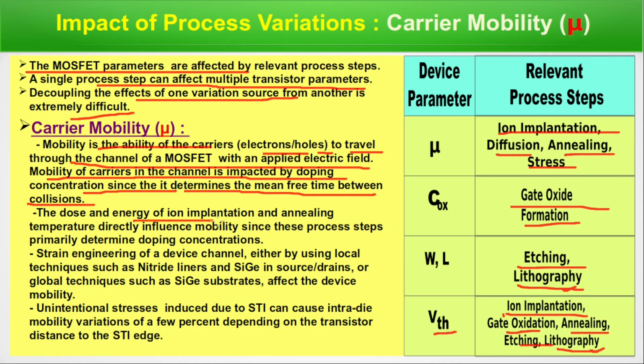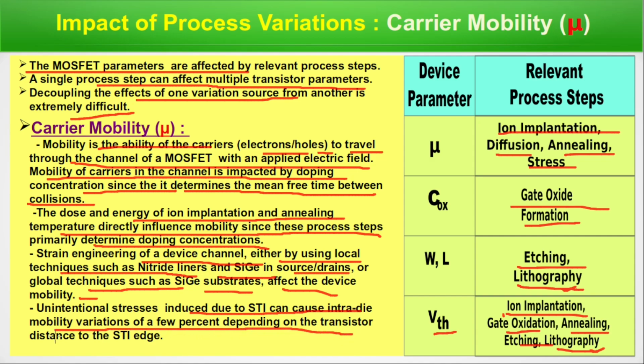The dose and energy of ion implantation and annealing temperature directly influence mobility since these process steps primarily determine doping concentration. Now, strain engineering of a device channel, either by using local techniques such as nitride liner and silicon germanium in source drain, or global techniques such as silicon germanium substrate, affects the device mobility. We know strain can change it. Unintentional stresses induced due to STI can cause intra-die mobility variations of a few percent depending on transistor distance to the STI edge. Just in the last slide we have discussed that.